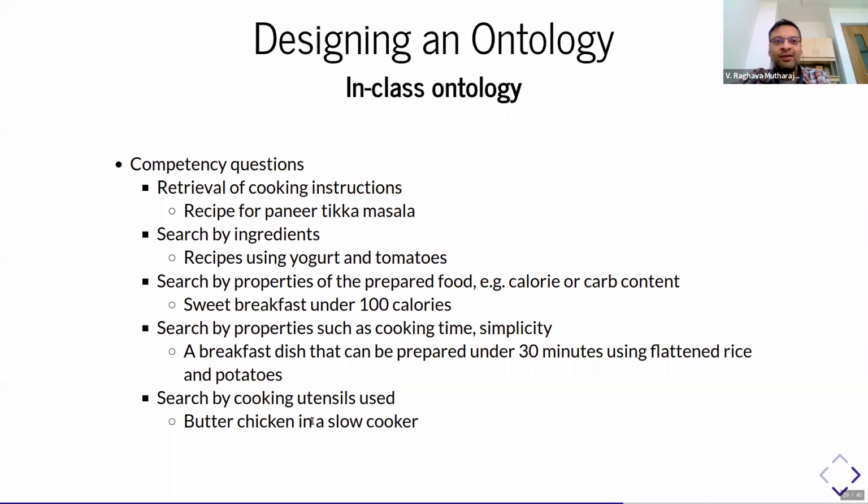Or it could be based on the cooking utensils. Let's say you want to make use of only the microwave, right? Then you can ask, give me all the recipes that make use of the microwave and nothing else, right? So these are some possible questions that you can ask the ontology.